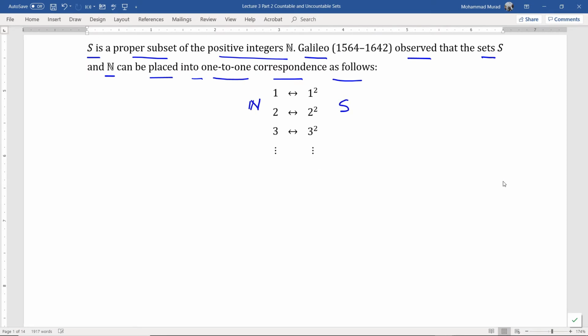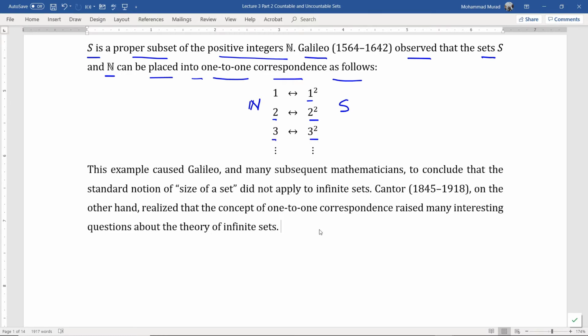So the element 1 from the set of natural numbers is paired up with 1 squared, and 2 is paired up with 2 squared, and 3 is paired up with 3 squared, and so on. This example caused Galileo and many subsequent mathematicians to conclude that the standard notion of size of a set did not apply to infinite sets.